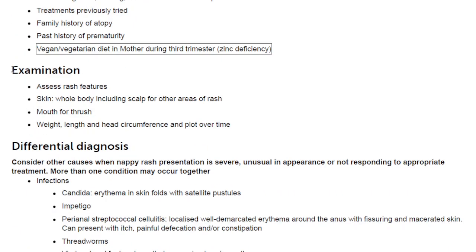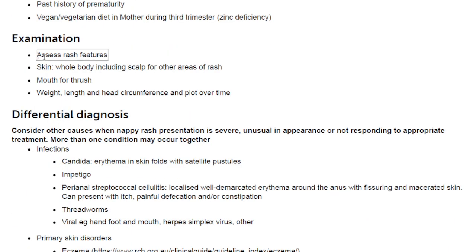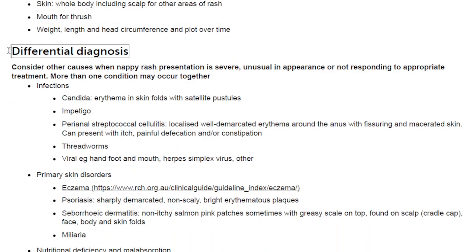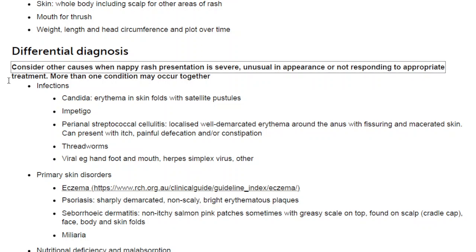Zinc deficiency. Examination. Assess rash features. Skin, whole body including scalp for other areas of rash. Mouth for thrush. Weight, length, and head circumference and plot over time. Differential diagnosis. Consider other causes when nappy rash presentation is severe, unusual in appearance or not responding to appropriate treatment. More than one condition may occur together.